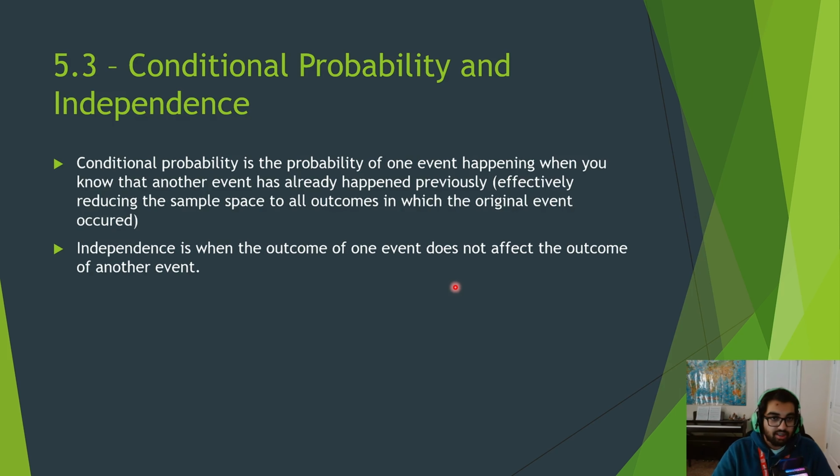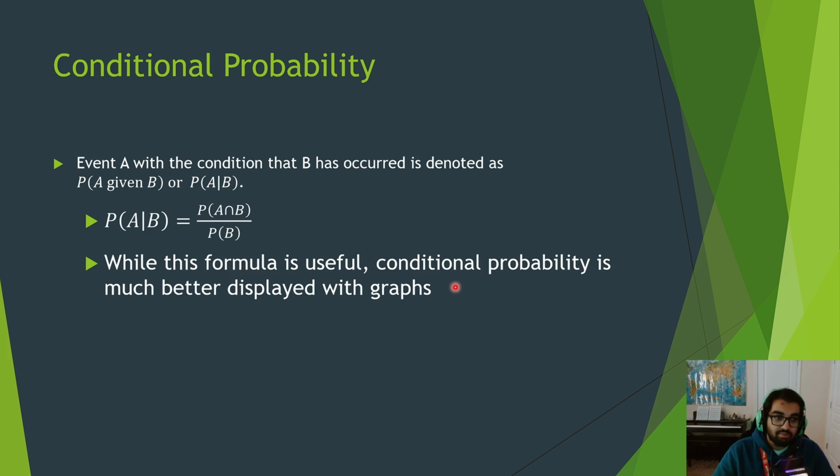Let's talk a little bit about conditional probability. Conditional probability is a special type of probability where you're looking at the probability that something happens given that you already know something has happened before. Effectively, what this does is it reduces your sample space so that you don't have to compare as much stuff. I'll show you what I mean by that.